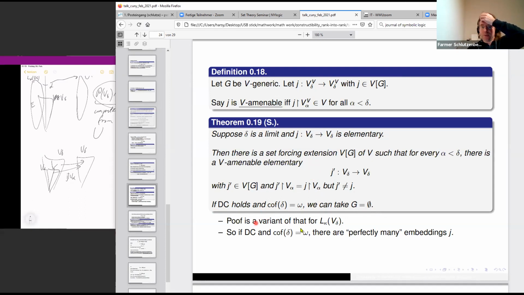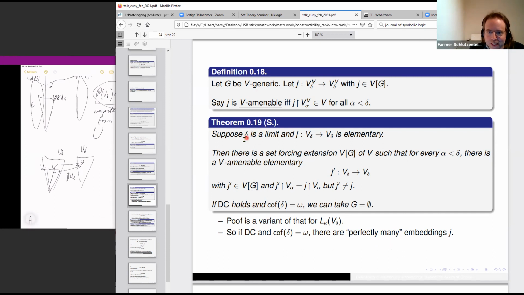And the proof, the main ideas in the proof are similar to what happened in the proof that you can't construct an embedding too quickly in L kappa V delta. So you're looking at the tree of attempts to build one of these embeddings, and you have to prove that tree is very thick, and that relates to what happens in here. So basically you get something like perfectly many embeddings. In the DC and cofinality omega case, you get this tree which is perfect, giving all these embeddings. Okay.